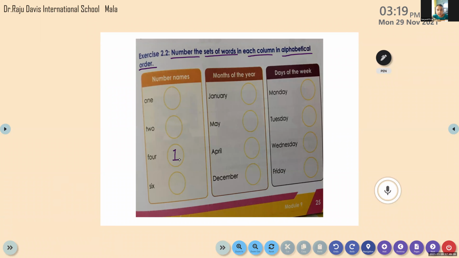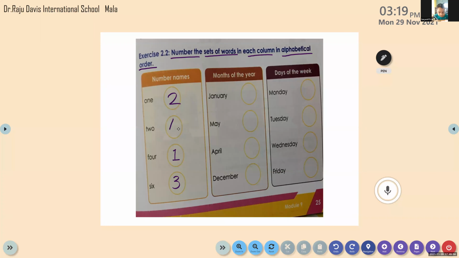1. Are you sure? Yes. If you're confident, say yes. Yes, you're right. 1. Then what will come? 6. So we will give number 3 to 6. And the last one? 2.